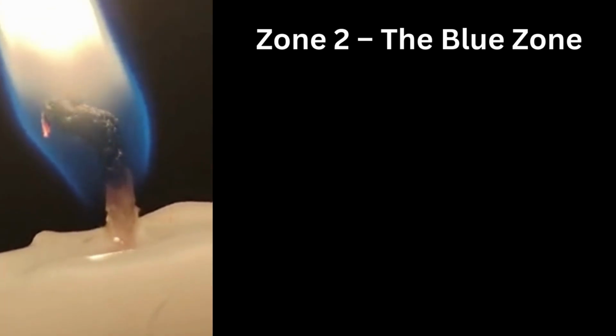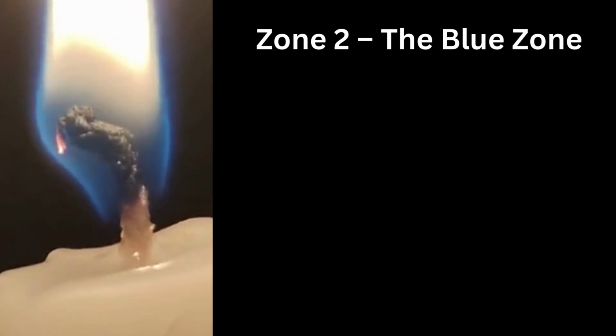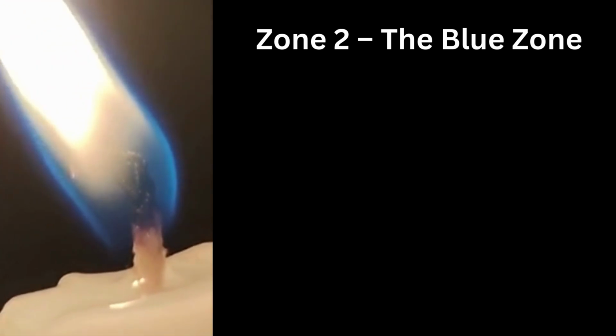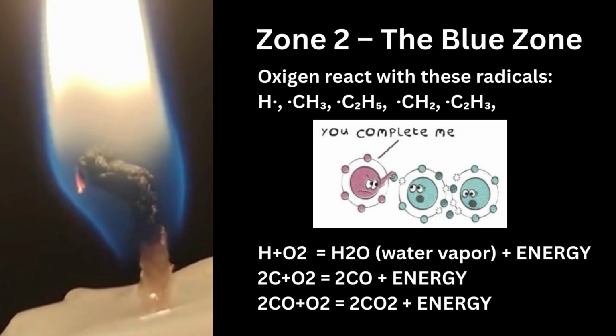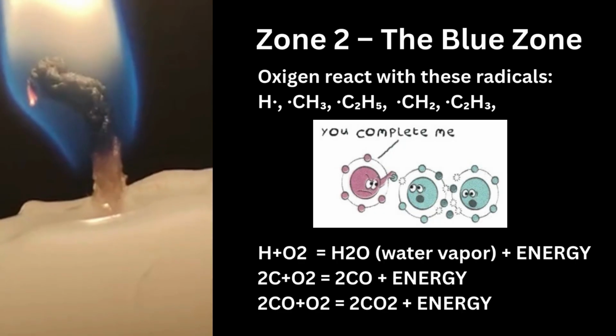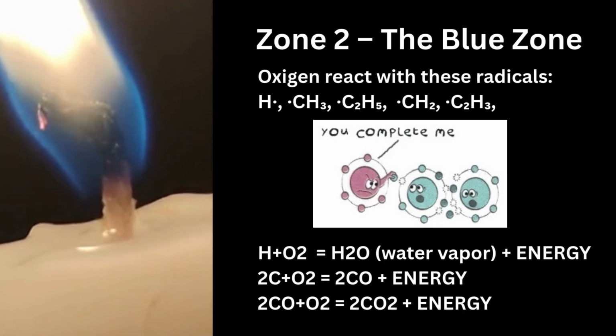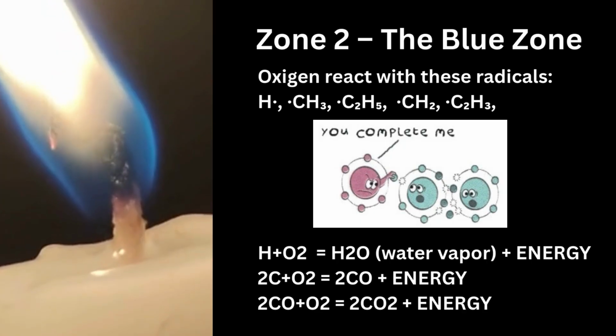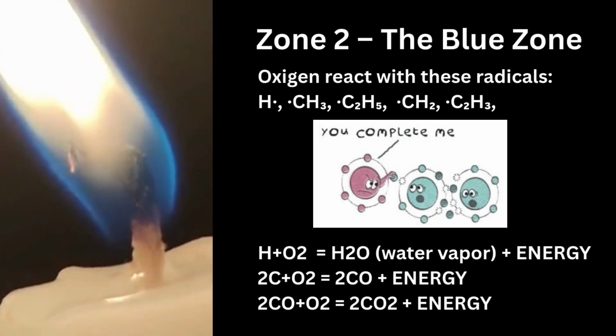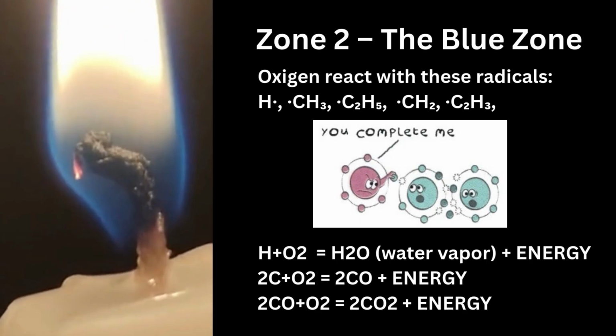Zone 2, the blue zone. Now, oxygen from the air enters the flame from the sides. It collides with those radicals. Hydrogen reacts first, forming water vapor. Carbon starts turning into carbon monoxide and carbon dioxide. These chemical reactions release energy.